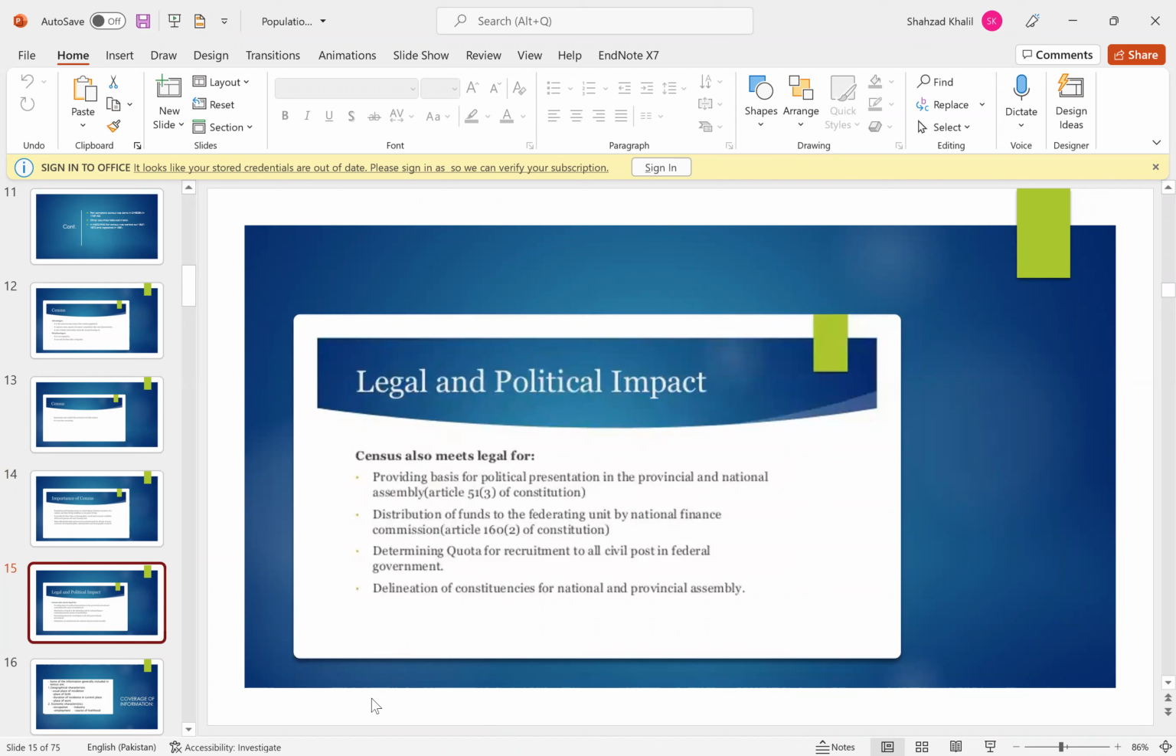Legal and political impact. Census is also made legal for providing the basis for political representation in the Provincial and National Assembly, Article 51(3) of the Constitution. Distribution of funds to the federating units by the National Finance Commission, Article 162 of the Constitution. Determine quota for recruitment of all civil posts in the federal government, and the delineation of constituencies for the National and Provincial Assembly.